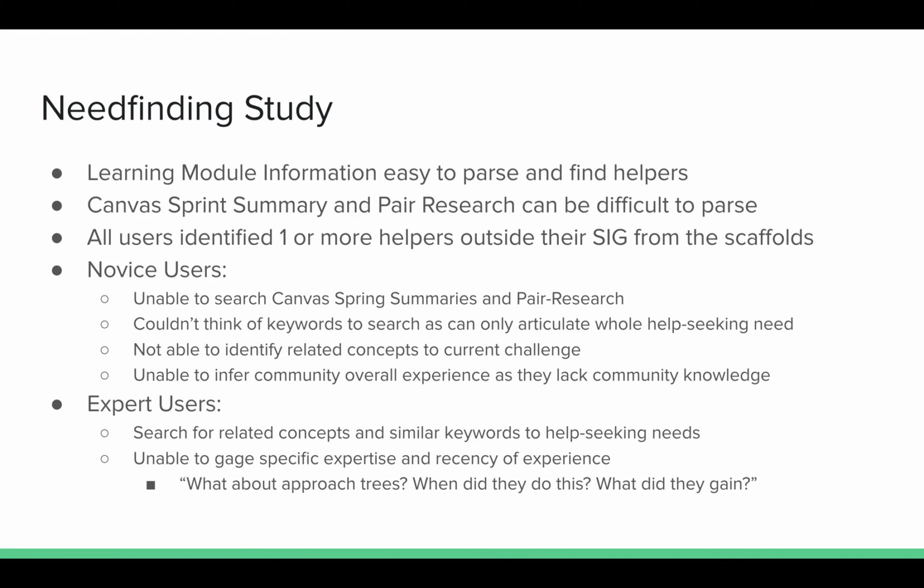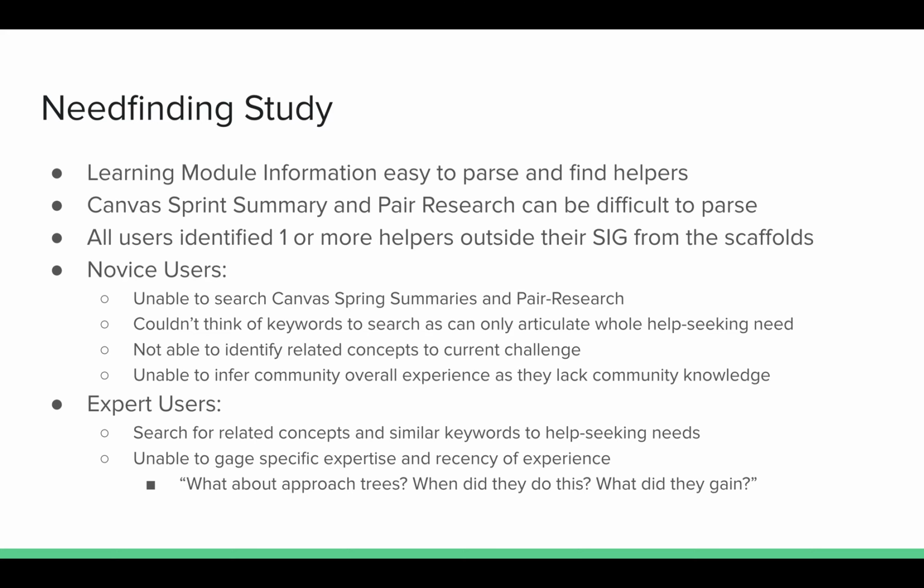Along with this, we also saw that all users identified at least one or more helpers outside of their SIGs with the help of the data provided to them. Along with this, all the helpers we reached out to that were identified with the help of our scaffold confirmed that they could help the users who identified them as helpers in the request that they had stated.